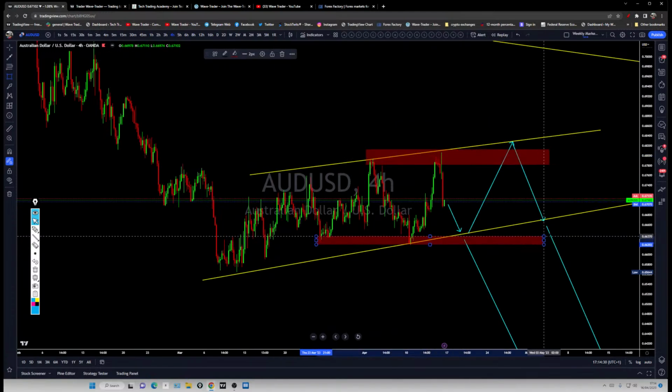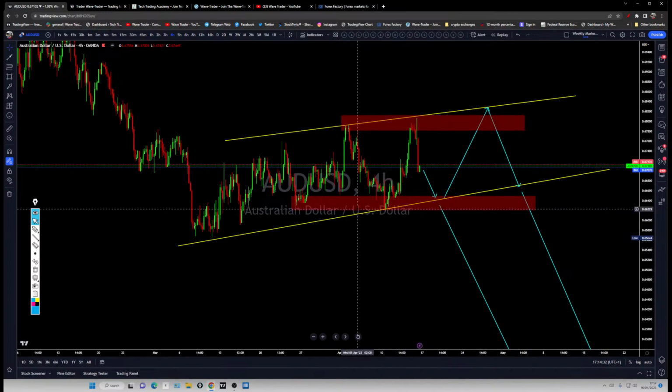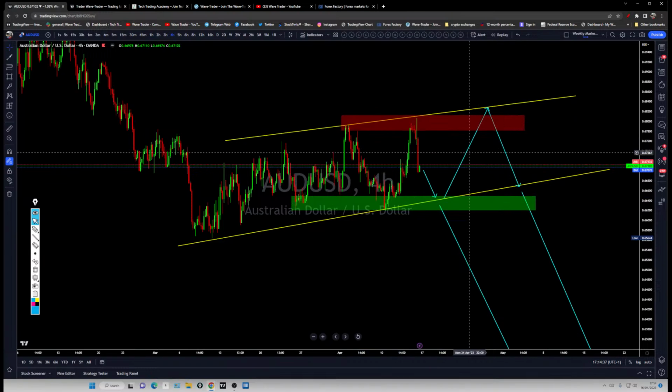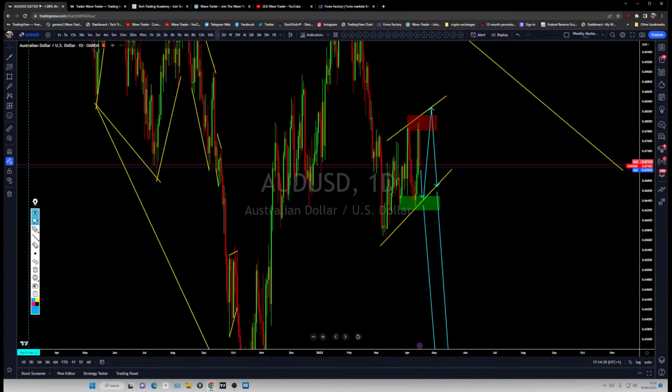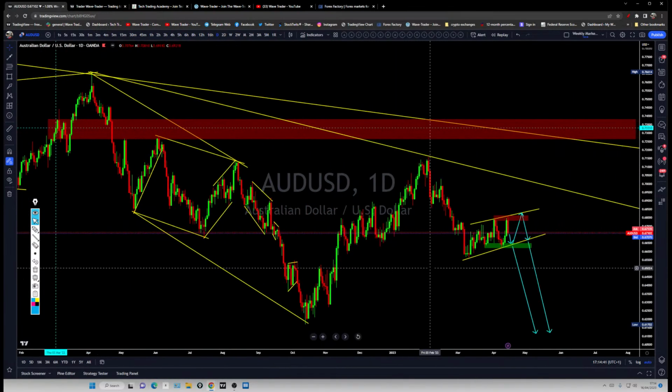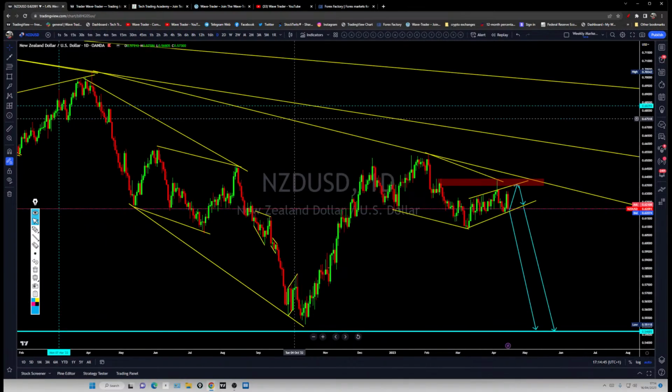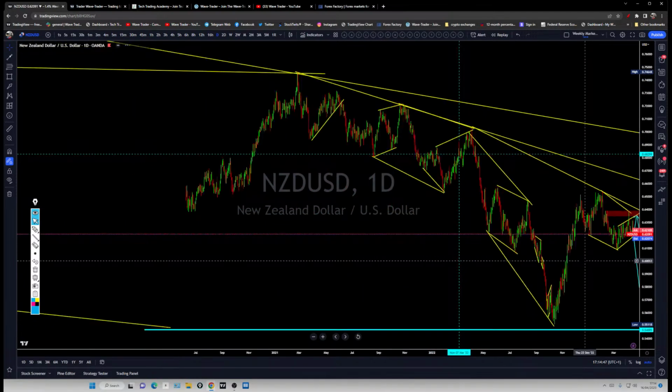Okay, so these are the sideways places where you're looking for a short-term buy opportunity, and once price hits that top, you're looking for a sell opportunity, as long as price stays within that daily correction. Okay, so similar goes with the Australian and New Zealand dollar and US dollar.